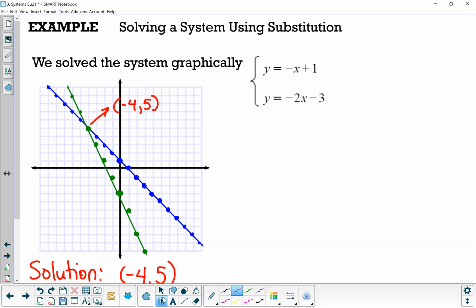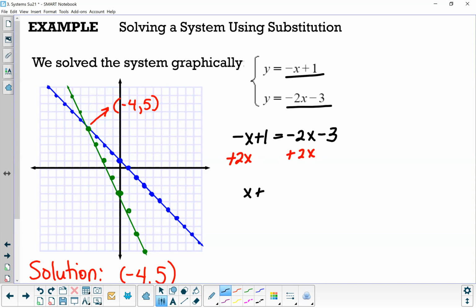So I am going to do this again to show you. If both of these equations are equal to y, which basically means we can set them equal to each other. So we have negative x plus 1, that's this part, equal to negative 2x minus 3. And we can set them equal to each other because they're both equal to y. And now we can solve for x. So I'm going to add 2x to each side. So that gives me 1x plus 1 equals negative 3. And then I'm going to subtract 1 on each side. So that gives me x equals negative 4.